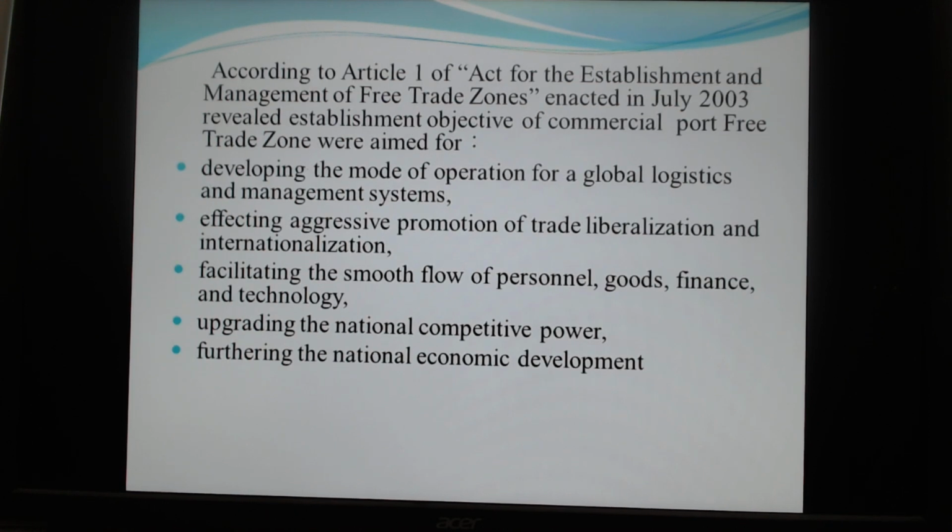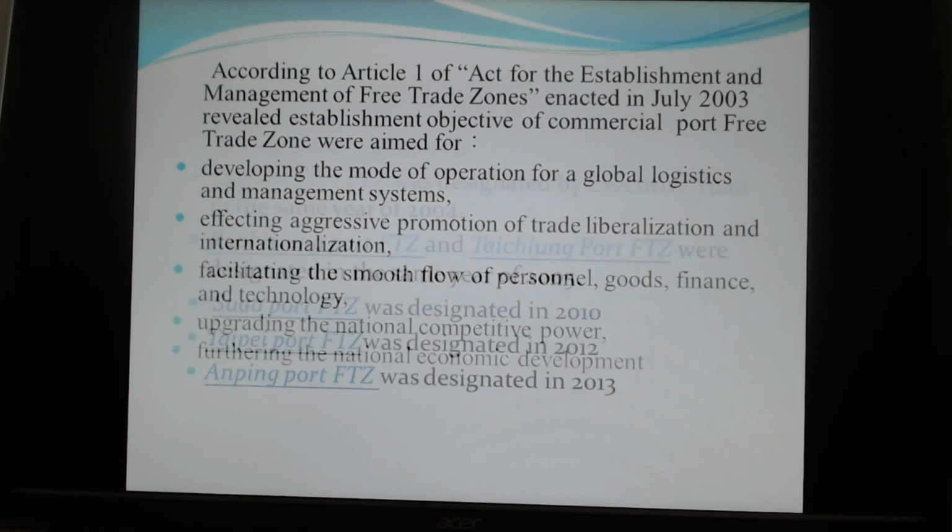Okay, here is another, their purpose. Let's take port-type free trade zones. They have some purposes, for example, developing a model of a global logistics management system, and effecting aggressive promotion of trade liberalization and internationalization. Of course, they have to facilitate the smooth flow of personnel, goods, finance, and technology.